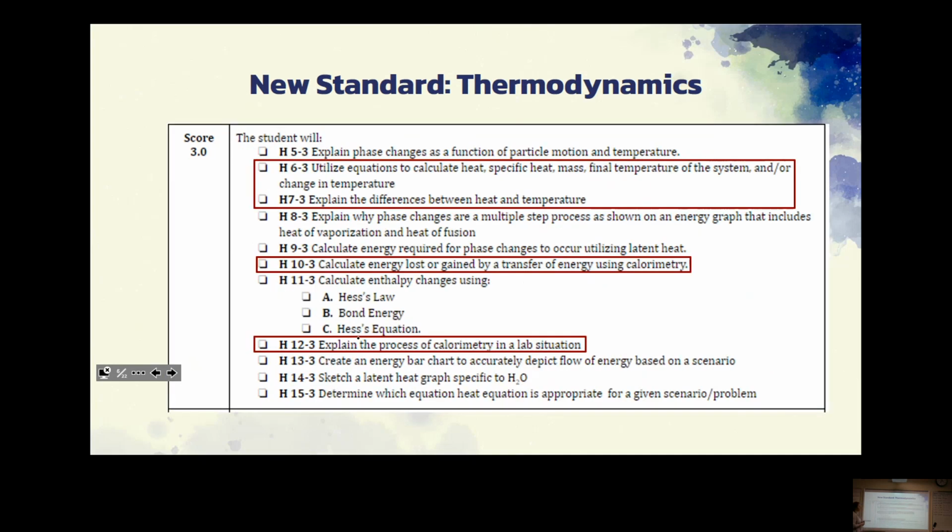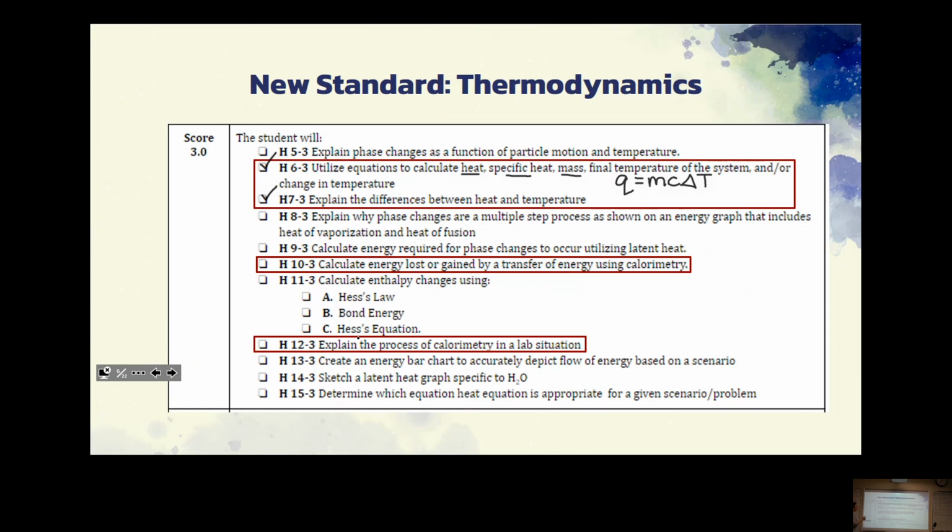The level 3 stuff we're going to focus on: utilize equations to calculate heat, specific heat, mass, final temperature, or the change in temperature. For this one, we really use that Q is equal to m c delta T, change in temperature. We've done that briefly, and then explained differences between heat and temperature. Really, I want you to be able to articulate to me that heat and temperature are two different things and that they're not the same, which is actually a misconception a lot of the time.